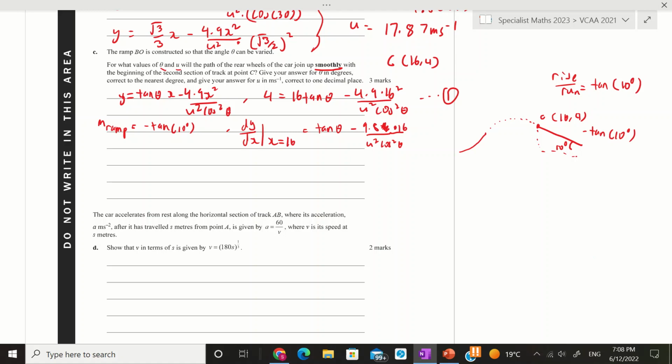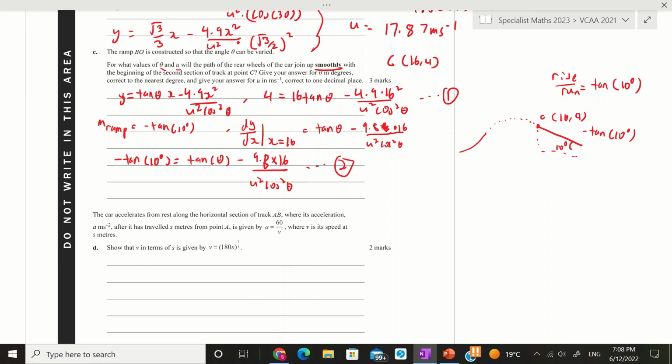We can equate these two sides. So remember, the gradient of the ramp and the gradient of the path at the point where x equals 16, they're equal, right? So I can equate these two sides. So minus tan of 10 degrees is equal to tan of theta minus 9.8 times 16 over u squared cos squared theta. And that makes our second equation.